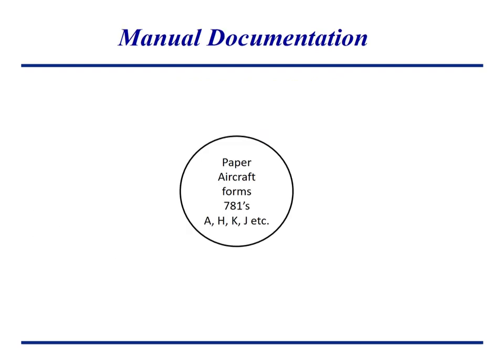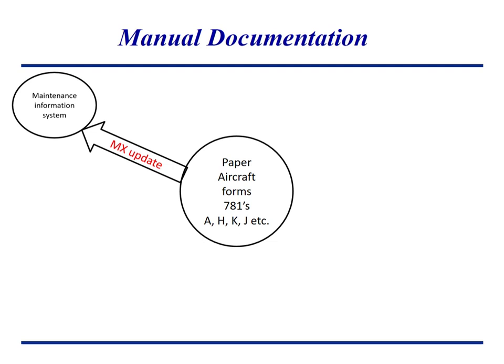First, any maintenance actions performed are manually written up in paper forms. Then these actions must be transferred manually to the maintenance information system. If an aircraft receives a weight and balance, this too must be updated in the aircraft forms and maintenance information system, in addition to the aircraft weight and balance system.